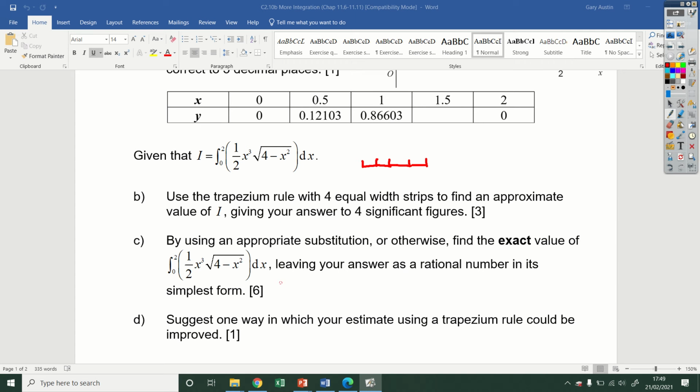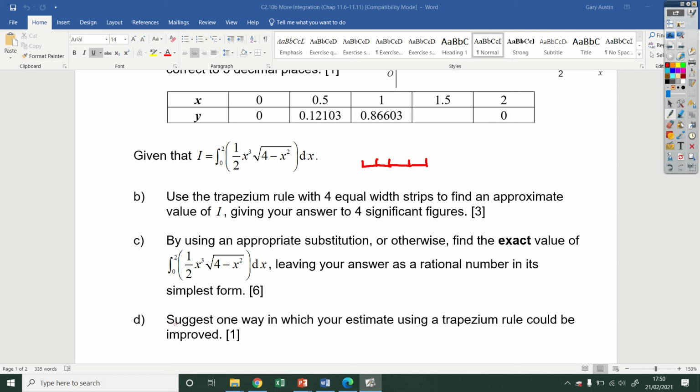Part C, it wants you to actually carry out the integral and get an exact value of this area. It's giving you the method to use, which is an appropriate substitution. I'm hoping by now you can look at that and decide a sensible u substitution to use for that. And then your answer wants to be a rational number in its simplest form, so a fraction basically. And that's 6 marks to do that.